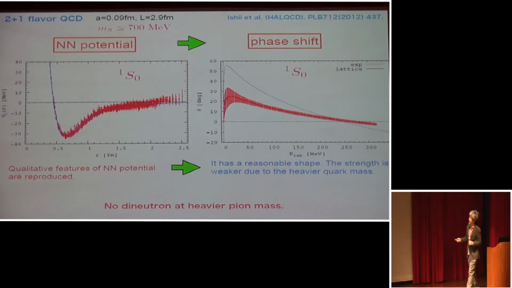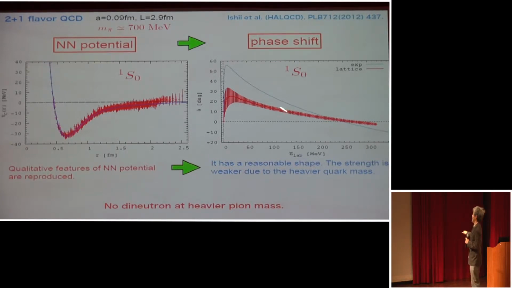Using that method, here is an example in 2+1 flavor QCD, with lattice spacing about 0.09 to 0.1 fm and box size about 3 fm. But the pion mass is rather heavy, 700 MeV. This is a potential in the singlet sector of NN scattering, as a function of distance. If you know the phenomenological NN potential, the qualitative features of the NN potential are reproduced in our calculation from lattice QCD. And using this potential, we can calculate the scattering phase shift of this channel. This is our result.